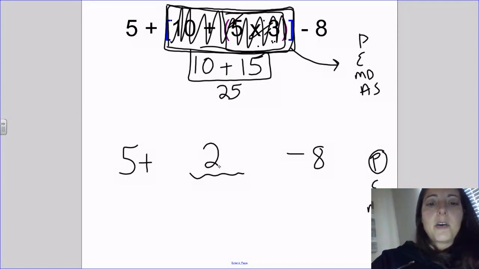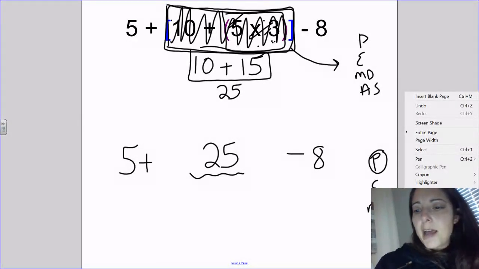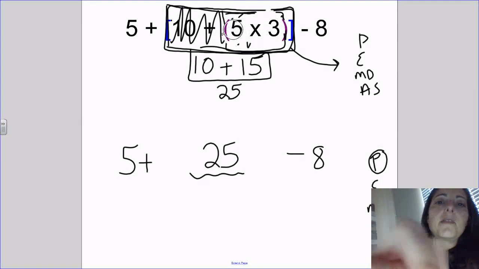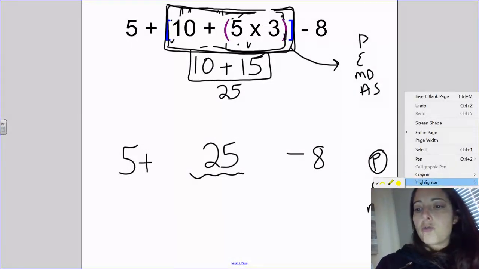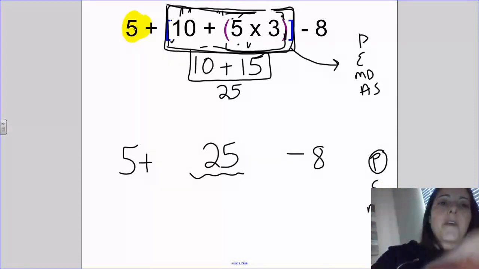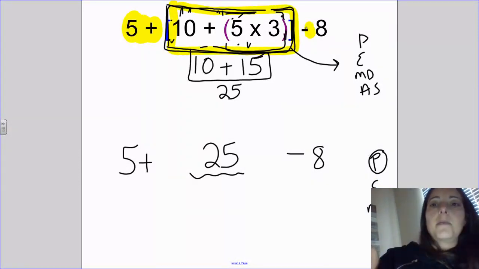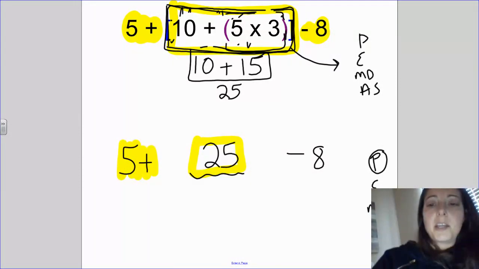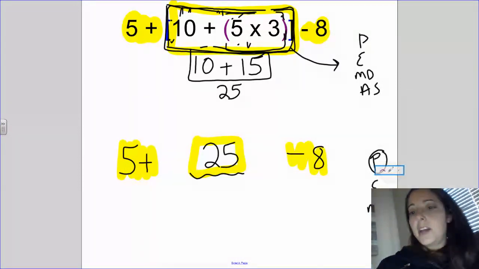So I'm just going to take that number and fill it in here. Because now what I'm left with is basically my original expression, 5 plus something minus 8. Well, that's what I've got here: 5 plus something, what was inside the bracket, minus 8. And now I'm ready to just keep going.